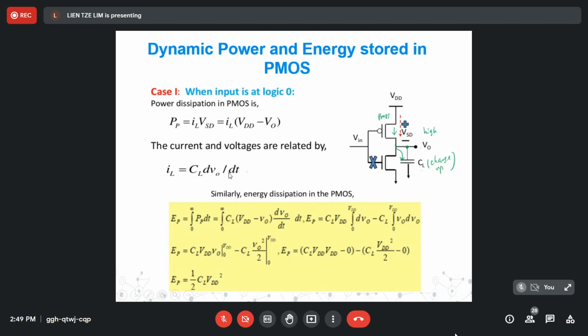Similarly, the energy dissipation in the PMOS is equal to 1 over 2 CL multiplied by VDD square. This is the formula where we can calculate the energy dissipation in the PMOS.